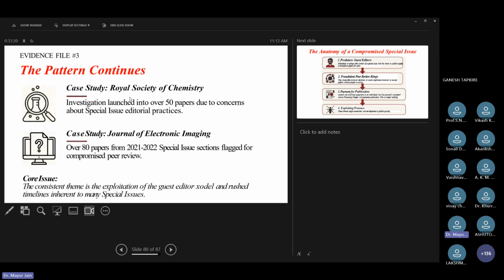Then the case study of the Royal Society of Chemistry, which is again a very good investigation, launched into over 50 papers due to concerns about special issue editorial practices, right? This is what we were talking about, the special issues. Over 80 papers from 2021 and 2022 special issue selections were flagged for compromised peer review. So these are some of the different problems that we see mostly with special issues.